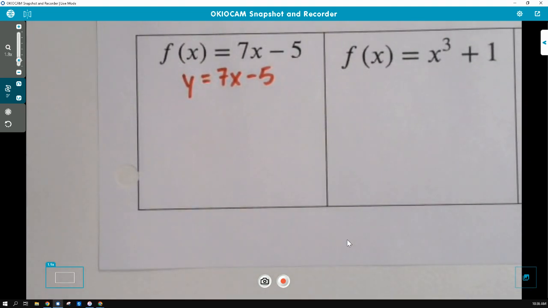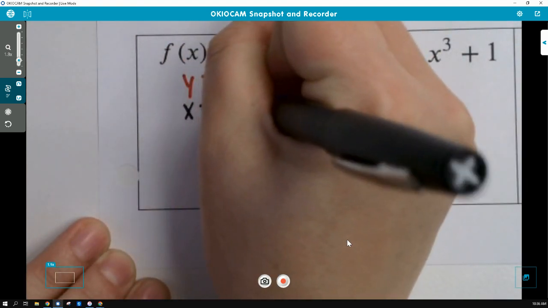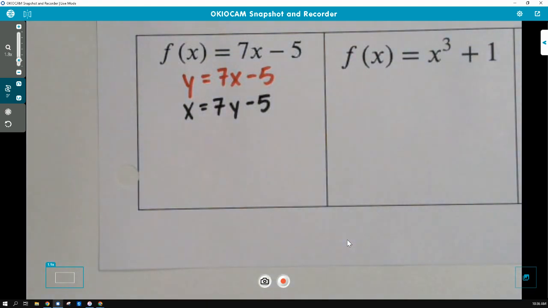Okay. Then step 2 is to switch x and y. So we are literally switching where the y is with where the x is. So we're going to have x equals 7y minus 5. Everything else stays the same. Just switch the x and the y.